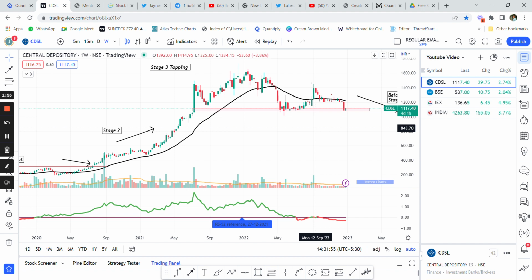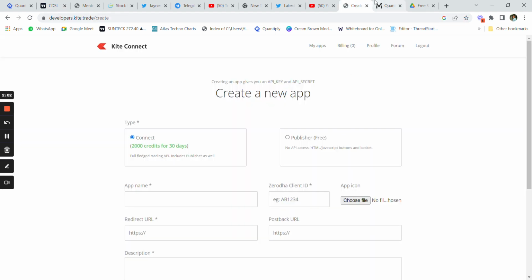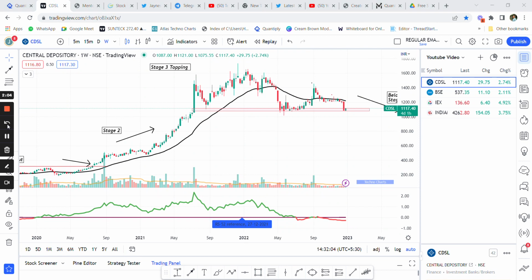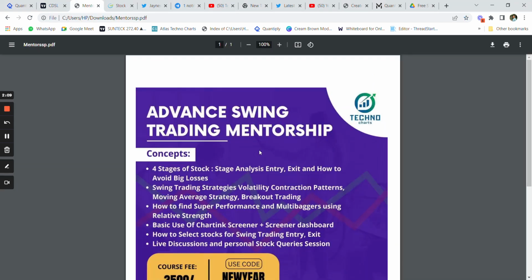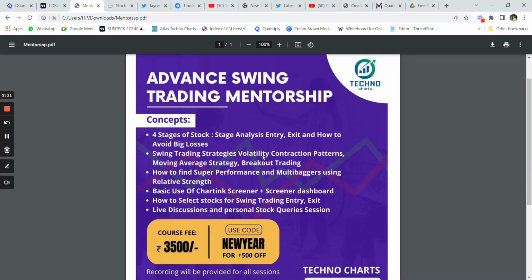when you understand how to use the relative strength, and when you understand how to use the stage analysis for correct entry and exit. And for that you need to know how to apply relative strength as well as stage analysis correctly. And for that I'm coming up with an advanced swing trading mentorship program where we are going to talk about stage analysis, relative strength, how to capture these 100, 200% moves in a stock. So this is going to be a 4-week session and about 10 to 12 hours of live session.